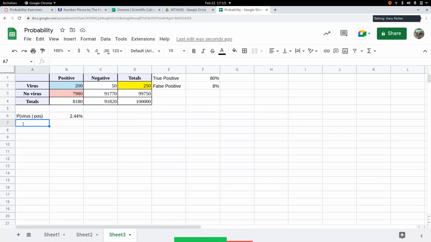So in this case, I want the probability of no virus given that they tested negative. So that knowledge that they tested negative forces me to work only in that column. And in that column, I want the proportion of people who had no virus. So that would be this 91,770 divided by the 91,820. And converting that to a percent to 2 decimal places, I have 99.95%.